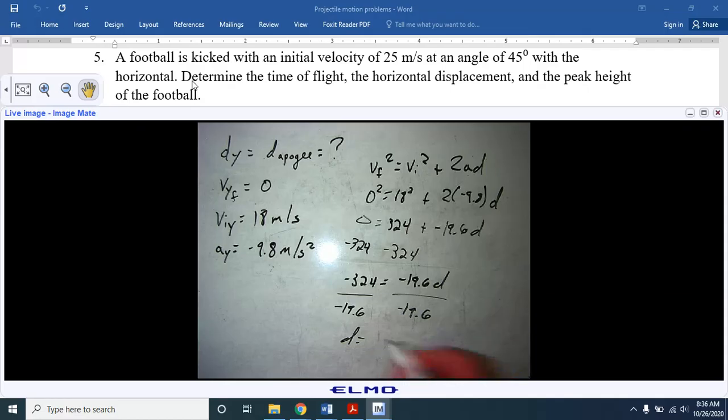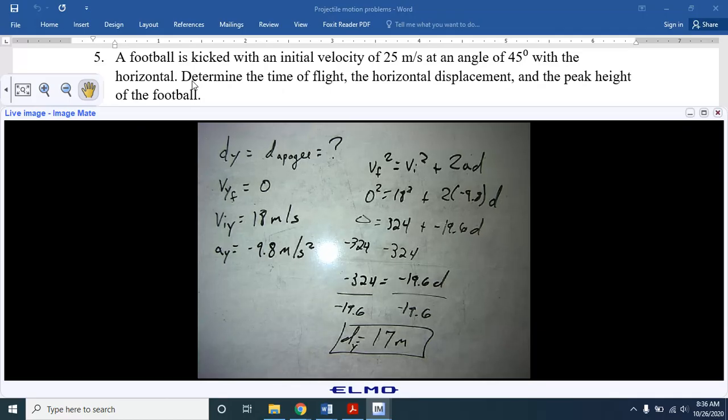So my d is 17 meters. And it's not negative because it's going up. Okay? It's not negative because it's going up. All right.